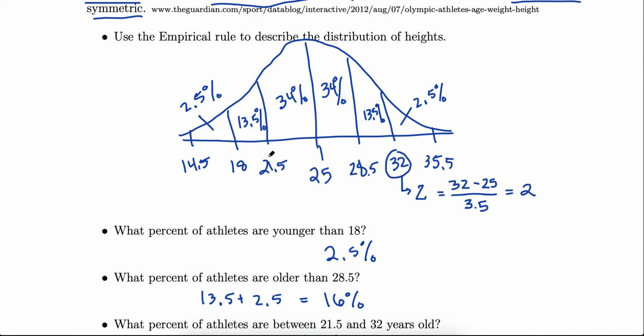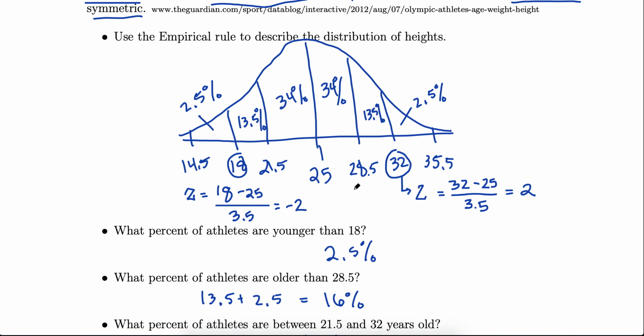Okay, maybe something's starting to click. Let's try this one. If we did this z-score, we would get our observation is 18. We're going to see how far it is from the mean of 25. We're going to divide by our standard deviation of 3.5. And if you work that one out, you should get -2.